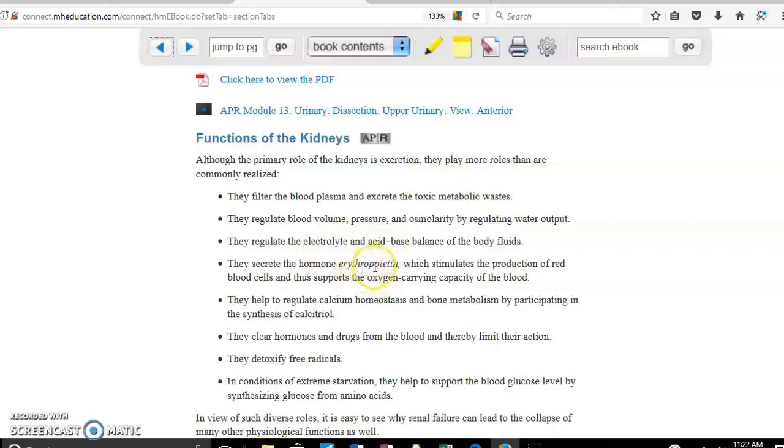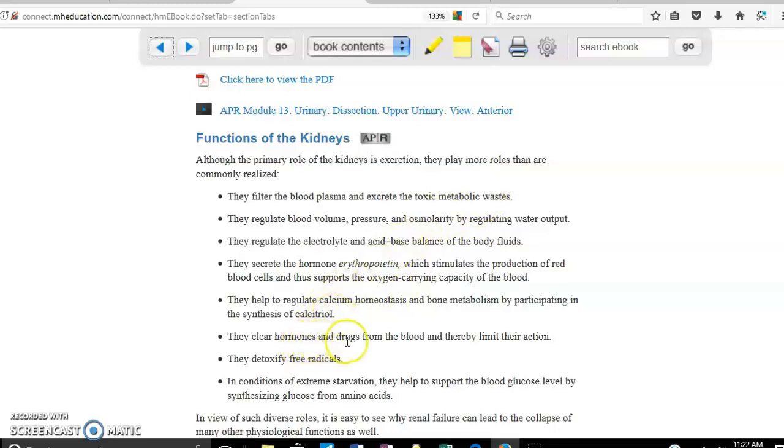Secrete hormones such as erythropoietin. Erythropoietin is released when we need to provide more red blood cells. Erythropoietin goes to your bone marrow and stimulates the production of red blood cells. Help regulate calcium homeostasis because, again, it helps us eliminate electrolytes and substances such as calcium.